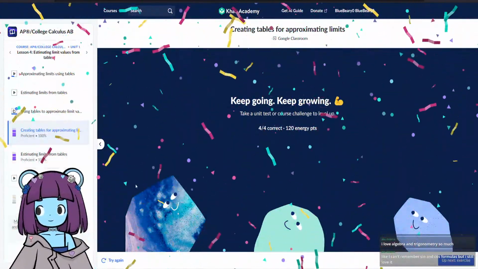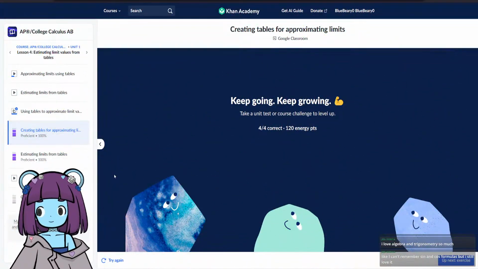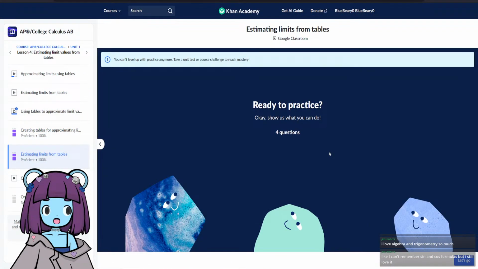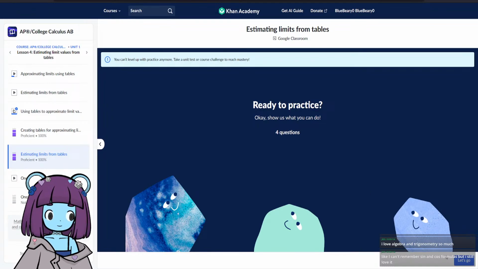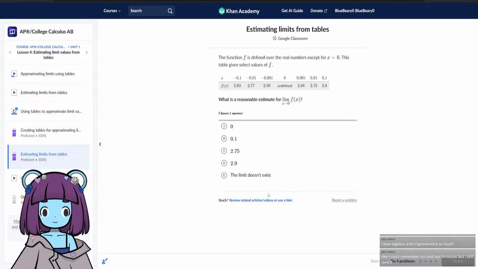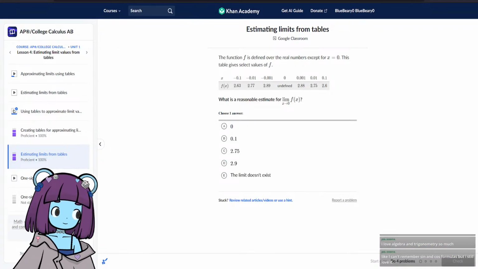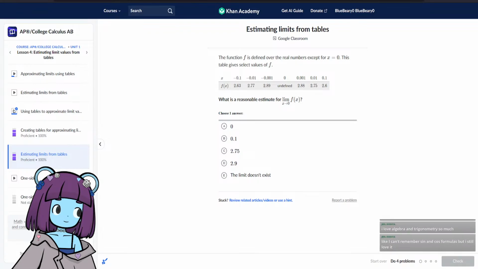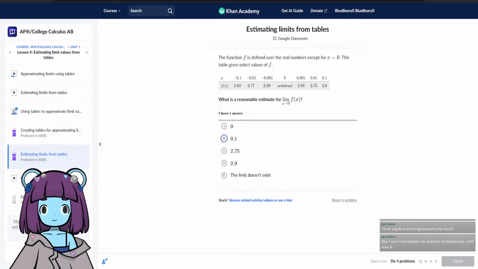Yay! Alright, I'm gonna redeem myself for this one, the next exercise, because last time I did it incorrectly. Actually, I'm gonna move my chat just a little bit. Not block there. Alright.